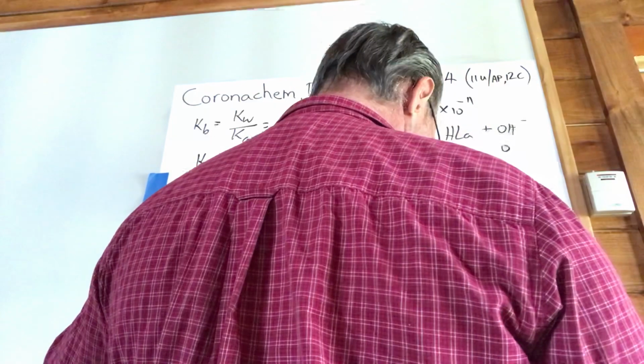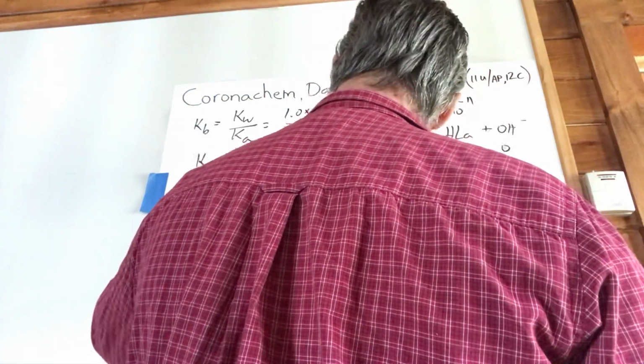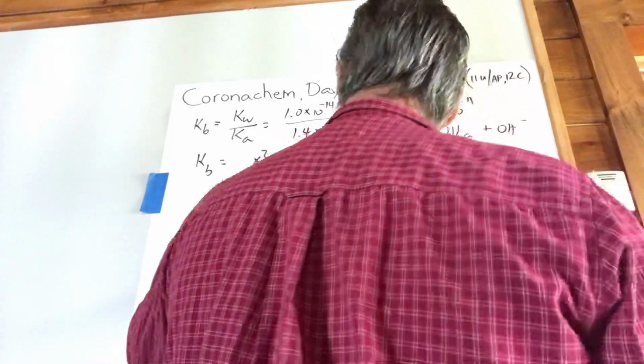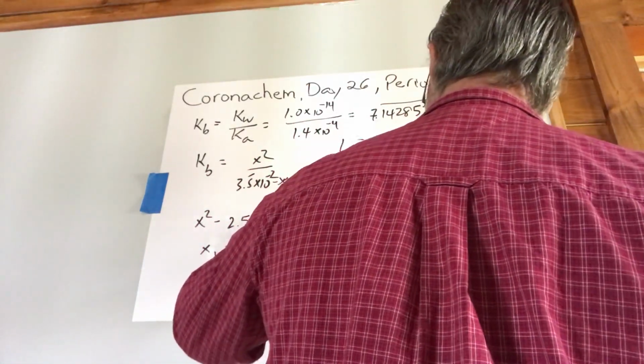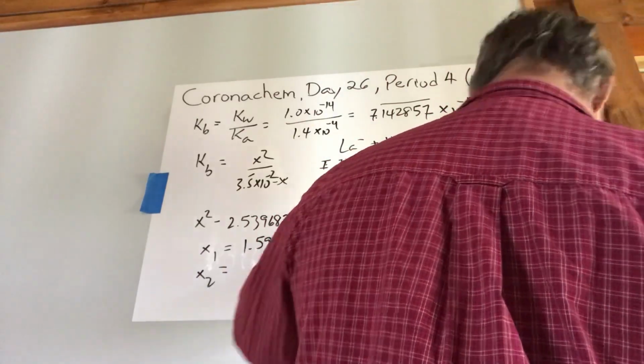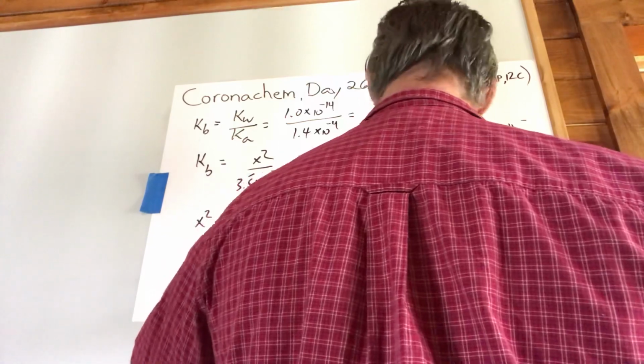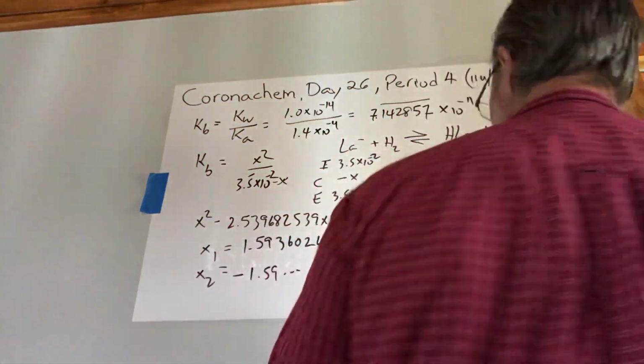So x1 you get is 1.593602432 times 10 to the negative 6, and that equals the hydroxide ion concentration. The other number is negative, something like 1.59 blah blah blah times 10 to the negative 6. That's ignored. That's the correct number.